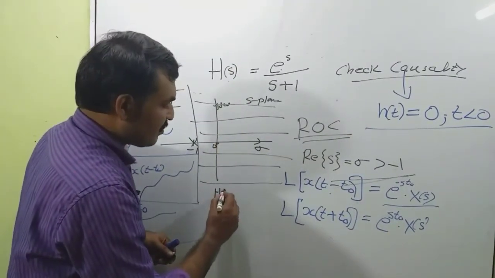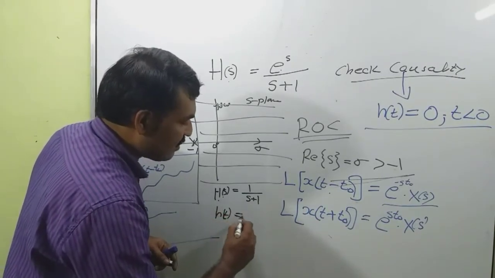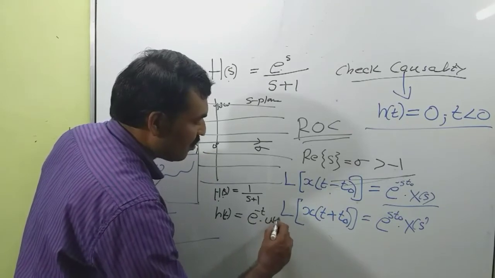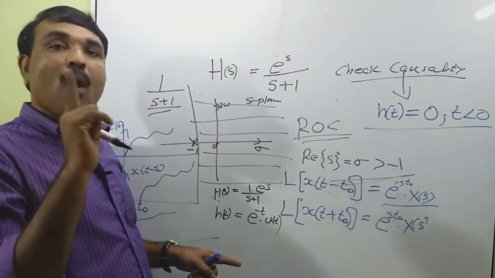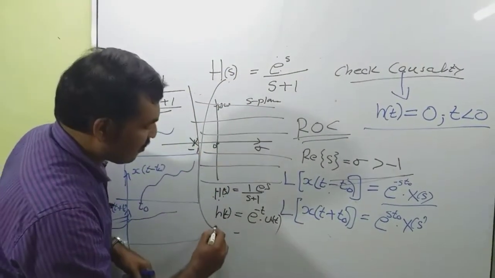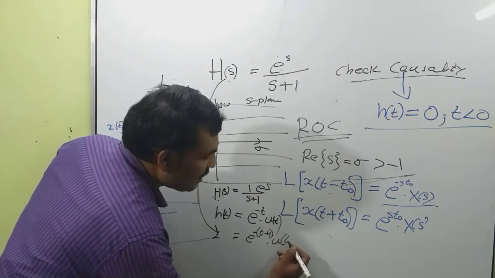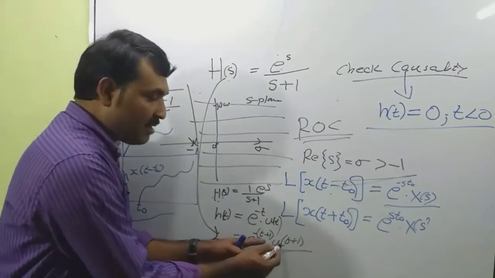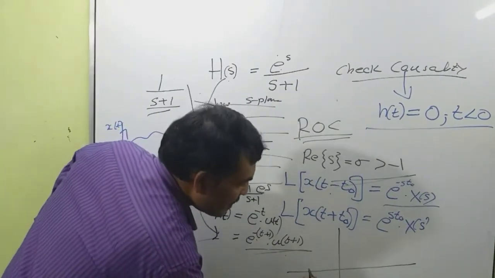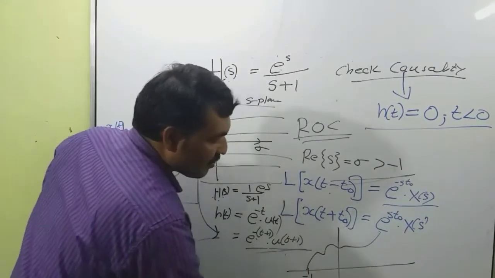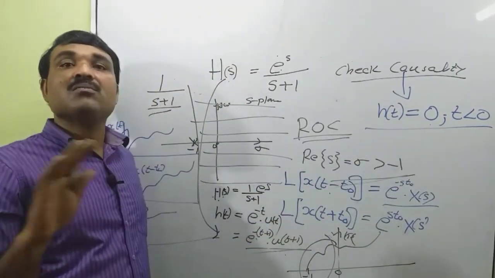Suppose H of s is equal to 1 by s plus 1. The inverse Laplace transform of this is h of t equal to e raised to minus t into u of t. Now our H of s is multiplied by the term e raised to s. That means this is advanced by 1 unit. So the inverse of this function is e raised to minus of t plus 1 into u of t plus 1. That is, the impulse response starts from t equal to minus 1. This is the advance. So in between minus 1 and 0, the impulse response has some value that is not equal to 0. The system is not causal.